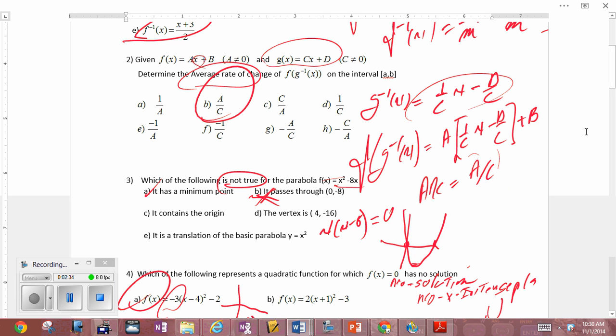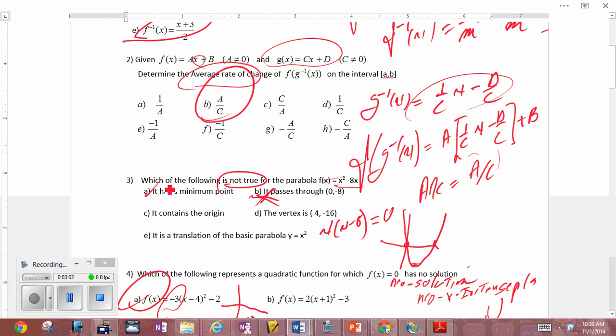Okay, number 3, which of the following is not true for the parabola f of x equals x squared minus 8x. So I want to get a picture of that a little bit ahead of time. x squared minus 8x, find its intercepts, which are at the origin and at 8. Simple enough. The parabola is opening upward. So this is the generalized shape of that parabola right there.